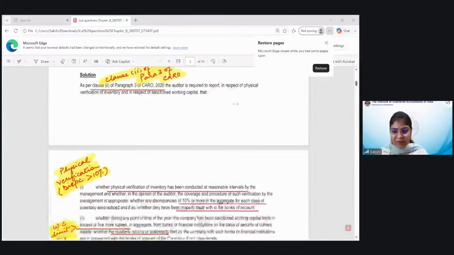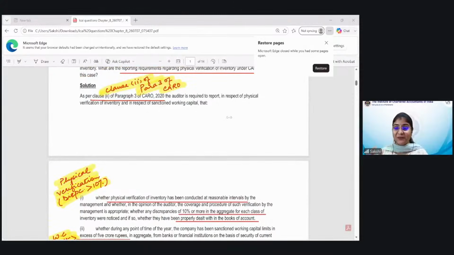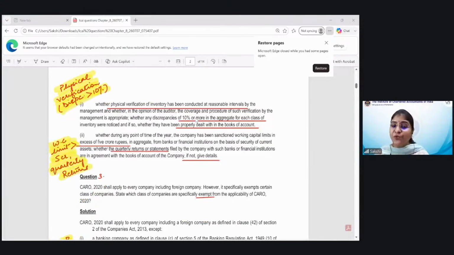All right. I'm explaining it again, Sumedh. Please pay attention. It is asking regarding the second point. Second point is whether at any point of time during the year the company has been sanctioned, means even on any day of the year, if it has been sanctioned more than rupees 5 CR, in excess of 5 CR, then whether a quarterly return or statement by that entity is submitted with the bank or not.